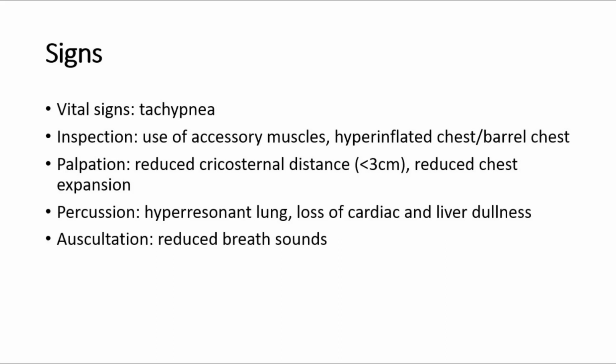The signs of COPD include vital signs like tachypnea. On inspection, we can look for the use of accessory muscles and a hyperinflated chest, also known as barrel chest. On palpation, take note of reduced cricosternal distance. Normal is 3 cm. If reduced, it's less than 3 cm. We can measure this by using 3 finger breadths. There will also be reduced chest expansion.